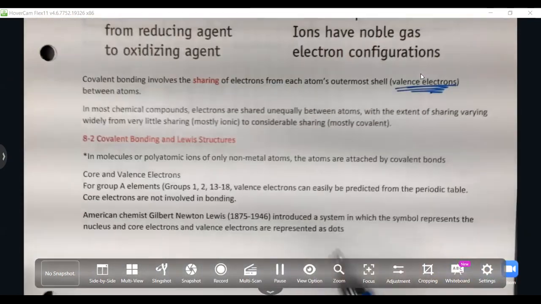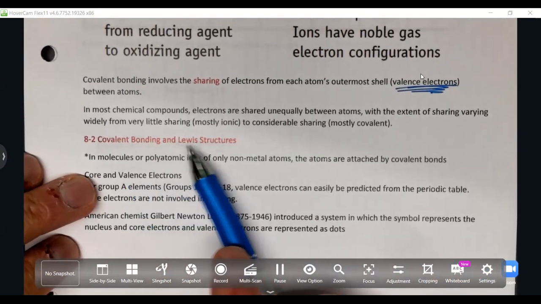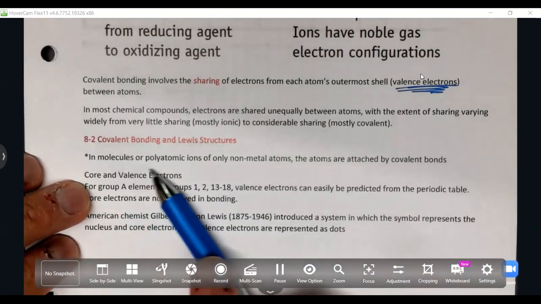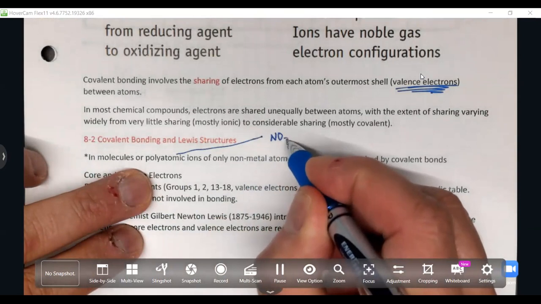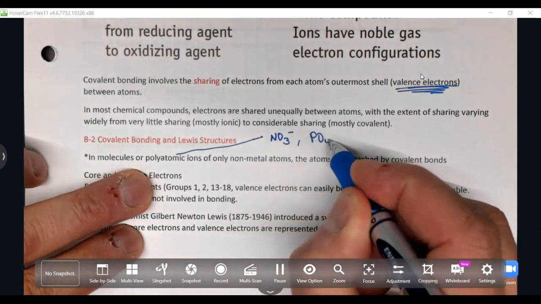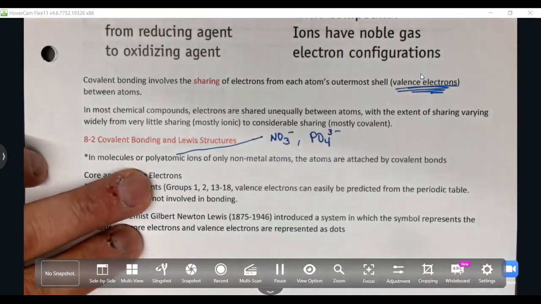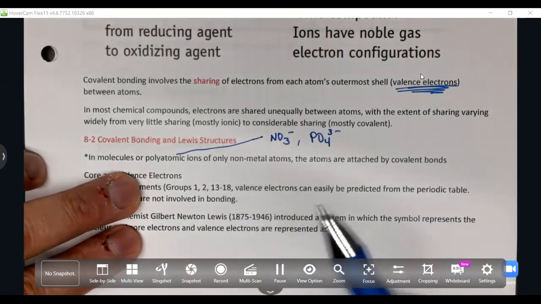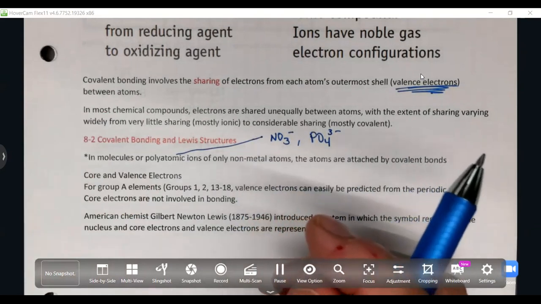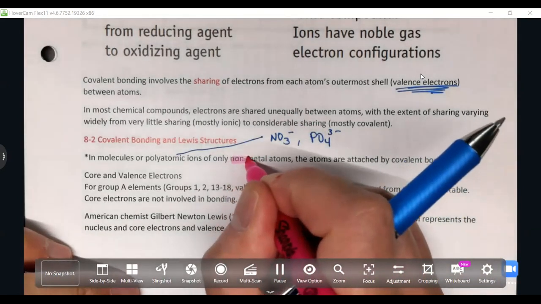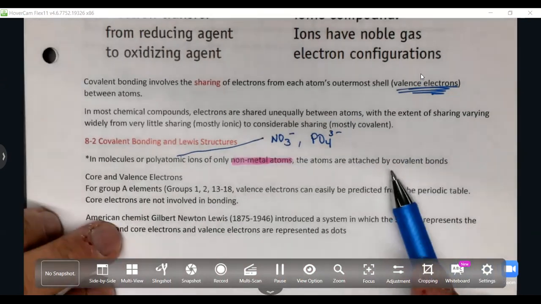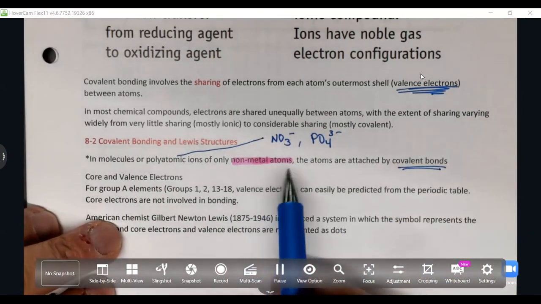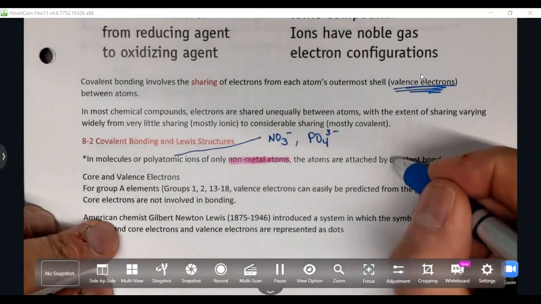If we go to 8.2, we're talking about covalent bonding and Lewis structures in molecules or polyatomic ions. Now, what do we mean by polyatomic ions? You know, we've got nitrates, phosphate, perhaps. This is the key: we're talking about non-metal atoms here. The atoms are attached by covalent bonds. So if you have non-metal atoms, you're really talking about covalent bonds.